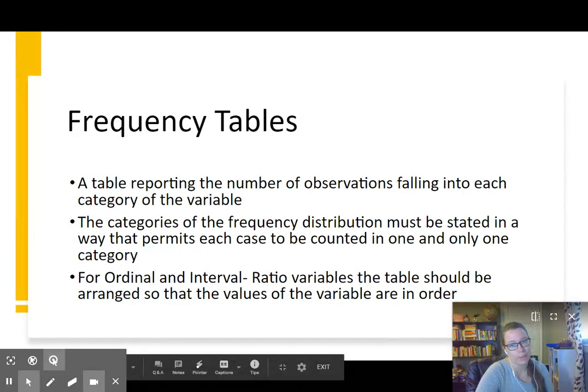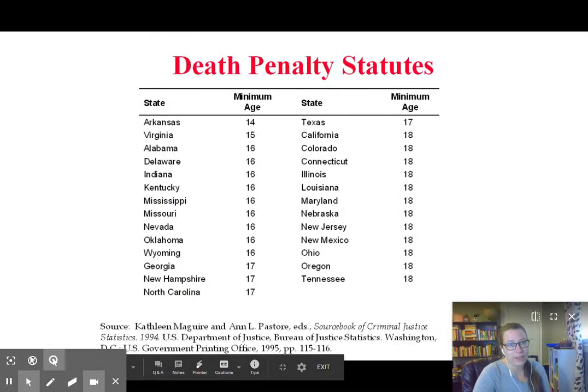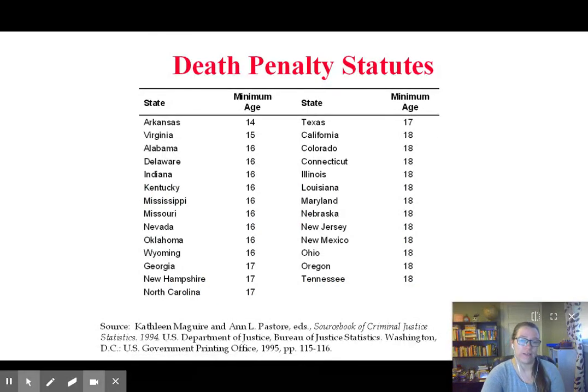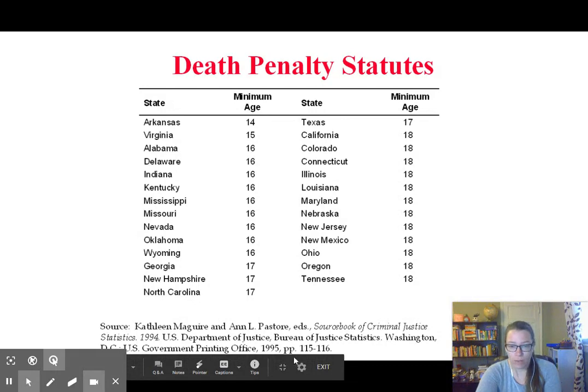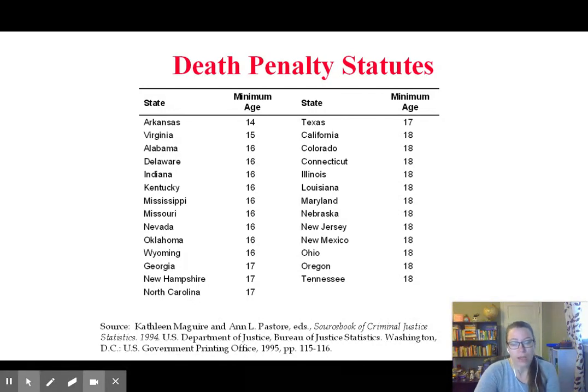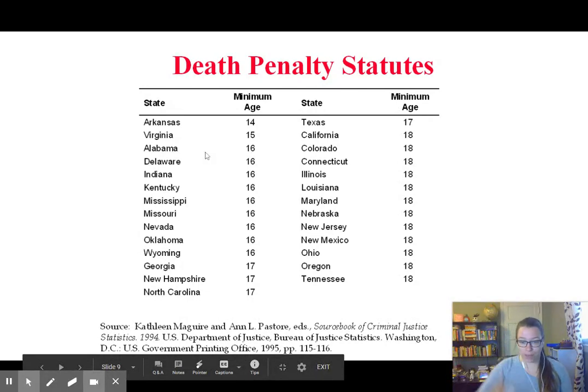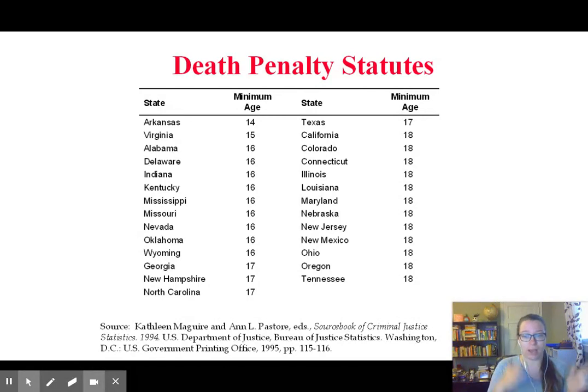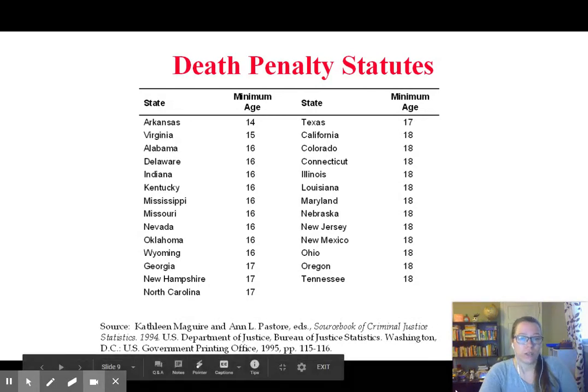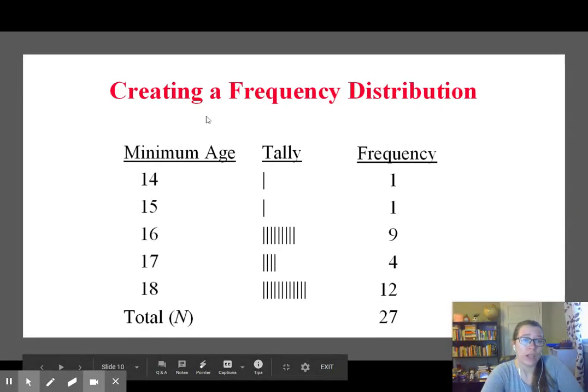So let's look at an example here. These are the death penalty statutes as of 1994 or 1995, and they tell us the minimum age for the death penalty in all of these states. If I want you to make me a frequency table that tells me in how many states the minimum age is 14, how many states it is 15, give me a frequency table of minimum age and number of states. So if we do that, we are going to do a tally. We're going to count.